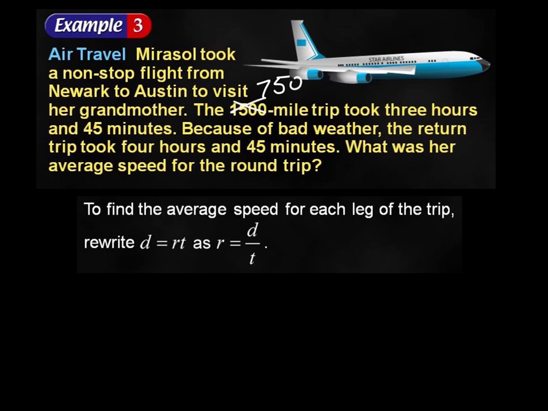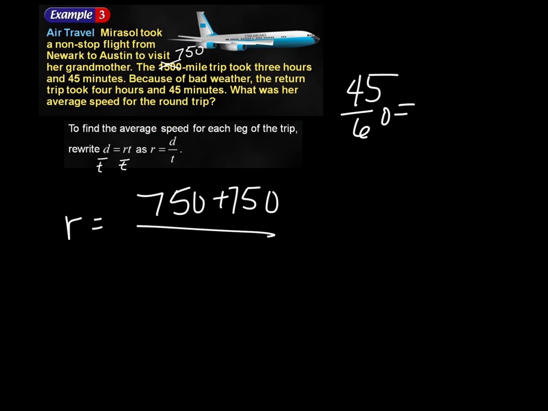To find average speed for each leg of the trip, rewrite distance equals rate times time by dividing both sides by time, as rate equals distance divided by time. Now, unfortunately, there are not 100 minutes in an hour, so in order to write 45 minutes as a decimal, I need to divide by 60, so I get 0.75. So I've got 3.75 plus 4.75 for my times.